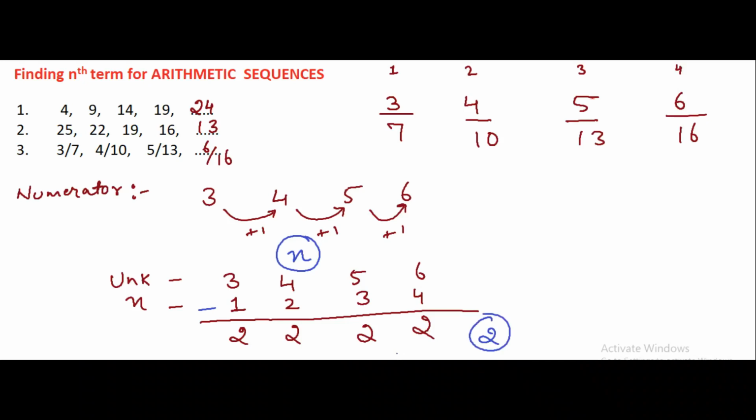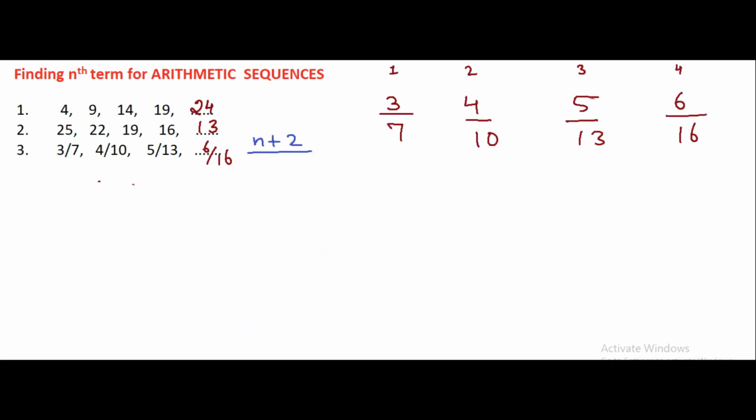So what are you left with? You are left with n and 2. So what is your answer for the first part? It is here n plus 2. That is the solution only for the numerator.